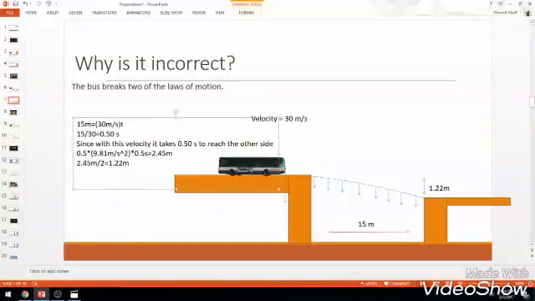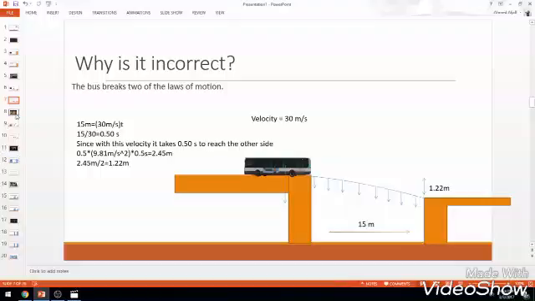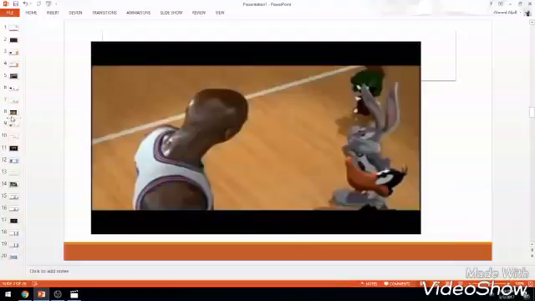PowerPoint technical issue. It should not have gone like this. It should have gone like this. That's the movement that the bus should have made. That's why this scene is also incorrect. Sorry about the technical issues there.